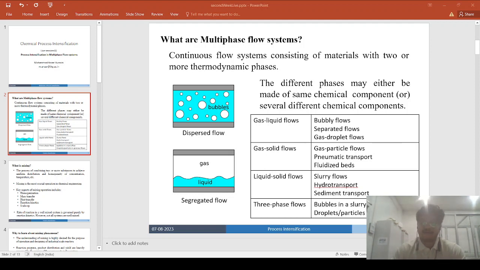And now coming to the gas solid system. In this scenario, the solids are suspended in gas. So gas is again the continuous phase here.